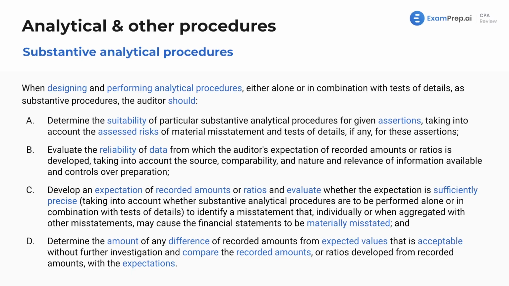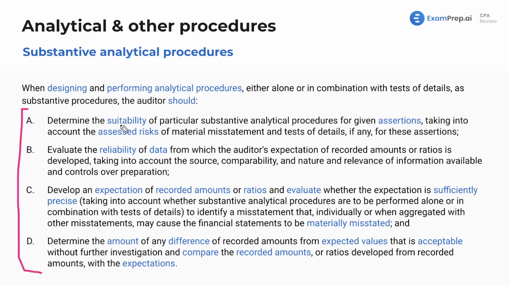All right. As promised, I decided to dive a little bit into substantive analytical procedures. Why not? Let's dive into them and make sure you're familiar because this is something you could see on the exam. Now, when designing and performing analytical procedures, either alone or in combination with tests of details, as substantive procedures, the auditor should. Now, what should you do? Again, this is using analytical procedures, so using ratio analysis and expectations to do actual tests of details, to do actual testing. And what should you do when you are using analytical procedures to test?